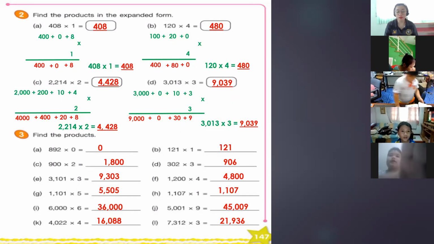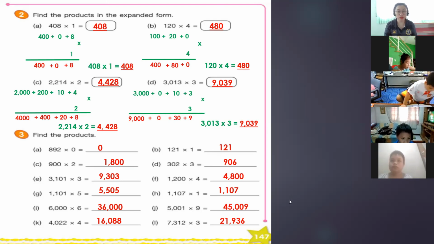We have 7,312 multiplied by 3. So let's multiply. 3 times 2 is 6. 3 times 1 is 3. 3 times 3 is 9. And 3 times 7 is equal to 21. So we have the product of 7,312 multiplied by 3 is 21,936. Okay? Okay, so on page 148.